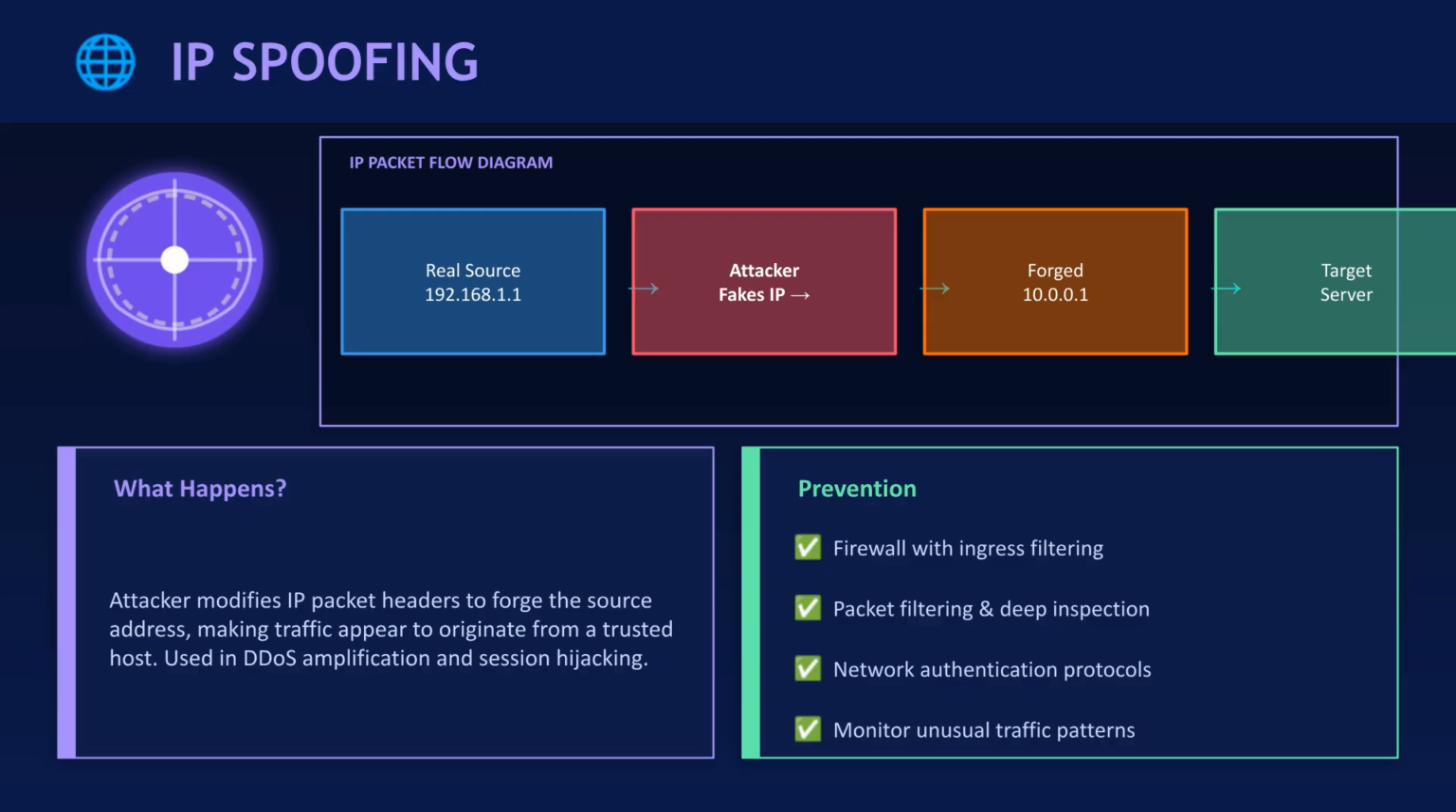IP spoofing involves modifying IP packet headers to mask the true origin of network traffic. This can be used in attacks like DDoS amplification and session hijacking. Prevention methods include firewall ingress filtering and monitoring traffic patterns.